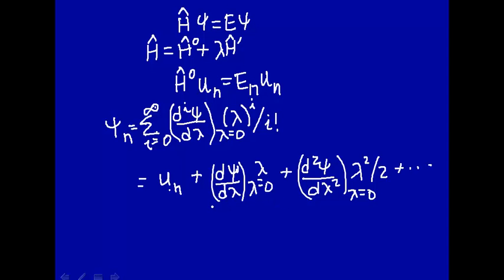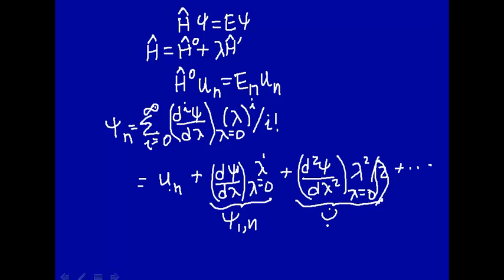Let's simplify the notation. Let's call this psi 1n. This would be the term we have to add on to the unperturbed wave function in order to correct it. And this is lambda raised to the first, so this would be the first order term. And let's include the 2 in there.